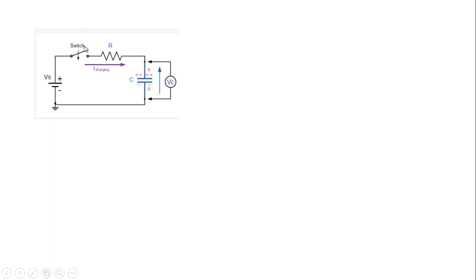At first, when the switch is open, there is no supply reaching the resistance and capacitance. That means the voltage across the resistor and capacitor, as well as the current, will be zero when the switch is open. So we can say that VR is equal to 0 volts and VC is equal to 0 volts when the switch is open.